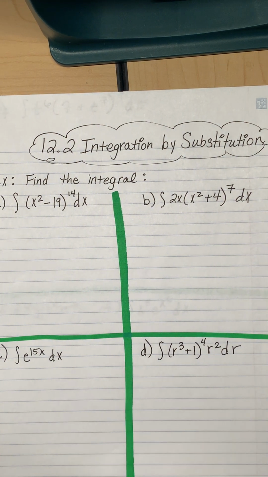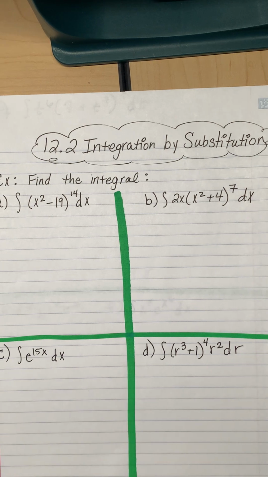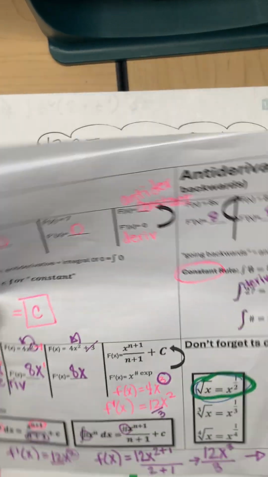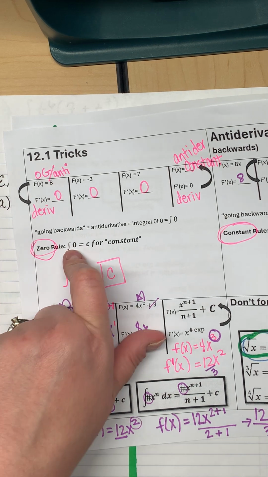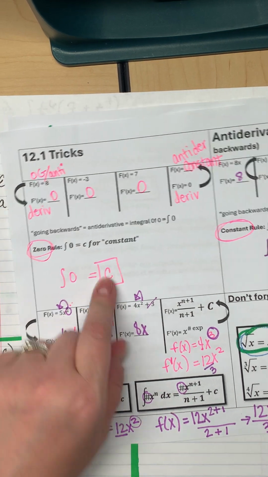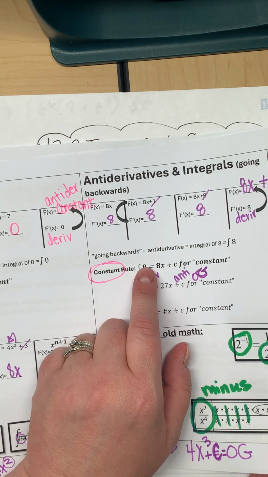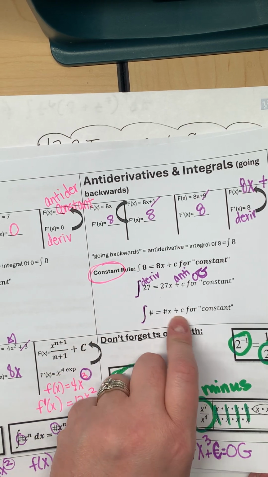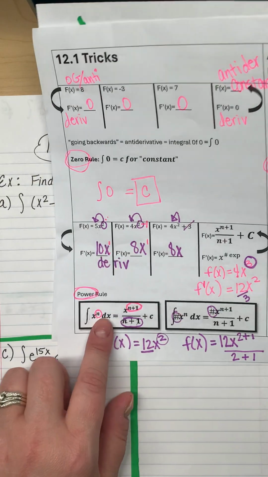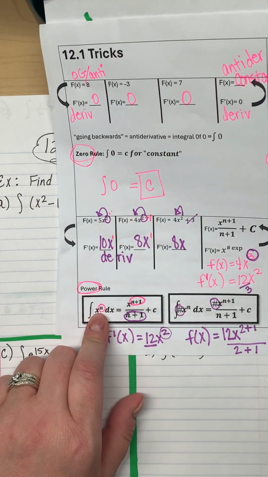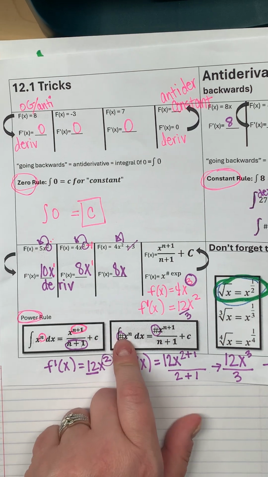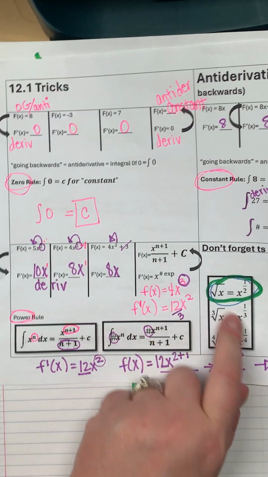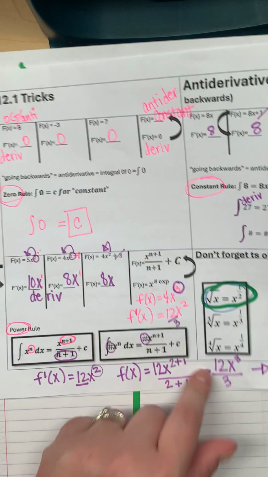That's amazing. Okay, so 12.2 is still using the same rules from 12.1, where if you start with a 0, the integral is a c. If you start with a number, the integral is a number x plus c. If you start with an x and an exponent, the integral is this plus c. If you start with integral of number x to the number, the integral is this plus c. Okay, we get the point. So we're using all of these rules.